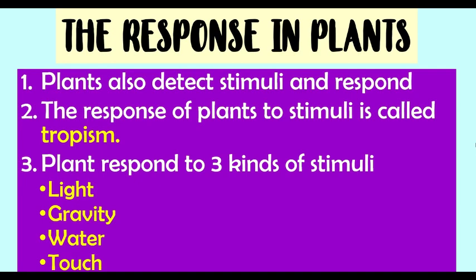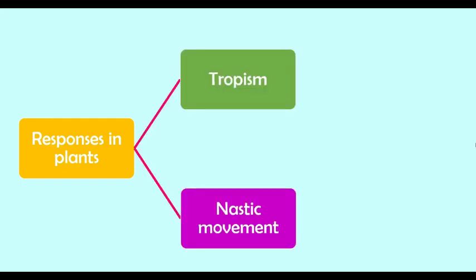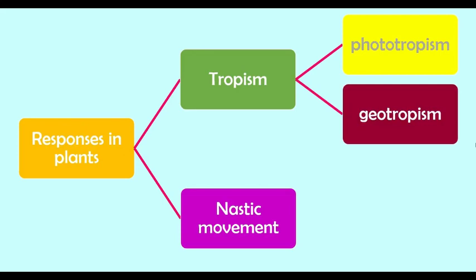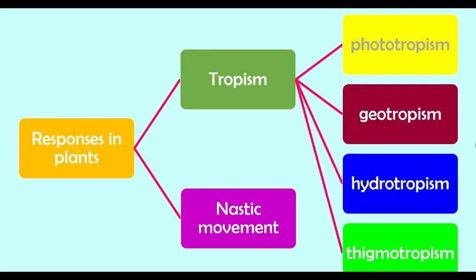Generally, plants respond to four main kinds of stimuli: light, gravity, water, and touch. Some plants also show responses to stimuli such as touch, temperature, and chemicals. There are two types of responses, which are tropisms and nastic movements. Examples of tropisms are phototropism, geotropism, hydrotropism, and thigmotropism.